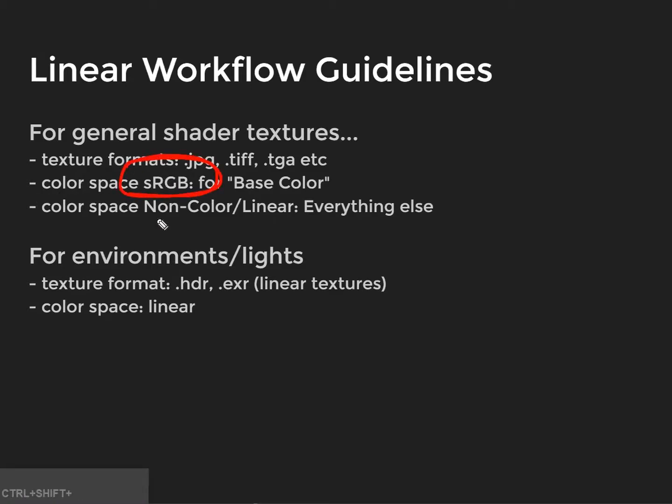And then you use the color space sRGB for base color, and then you use non-color and linear for everything other. So if you're not plugging into base color, you need to switch it over to non-color basically. So sRGB is by default. So if it's going to base color, you don't do anything. If it's going into anything else, you use non-color, which we'll see in the next few chapters. For environments and lights, stick with HDRs and EXRs, and then you use a linear color space for those. Again, these are guidelines. These are not set in stone. This is not going to work every single time. It's going to work most of the time. And as we go, we'll continue to talk about this.